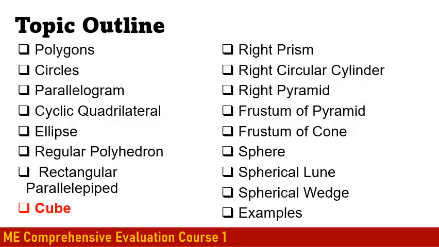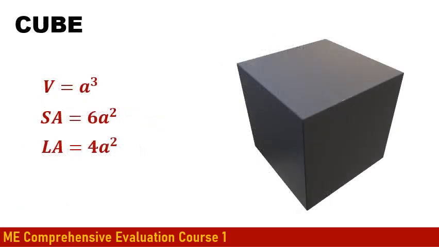Then the cube. The volume of a cube is a cubed. The surface area is 6a squared. The lateral area, or the area of the sides, is 4a squared.